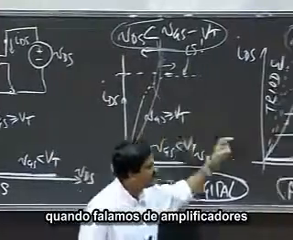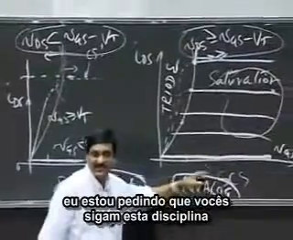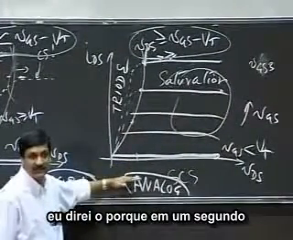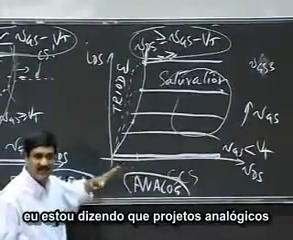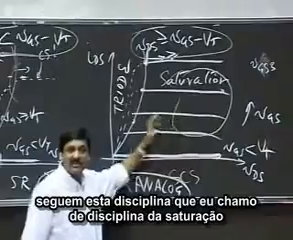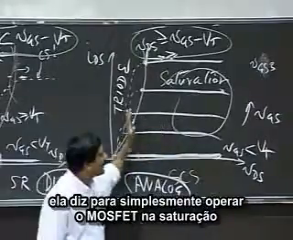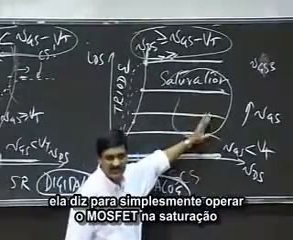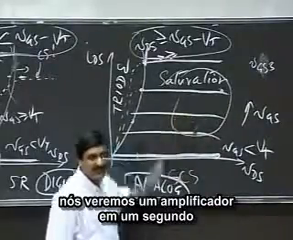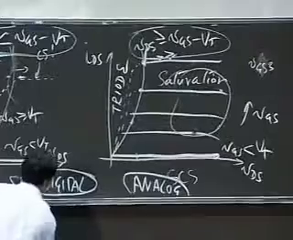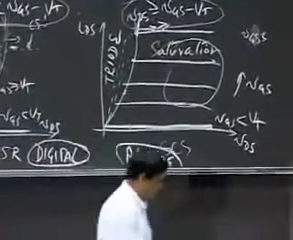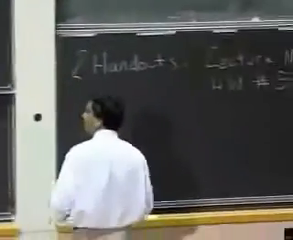And when we talk about amplifiers, I'm asking you to follow this discipline. I'll tell you why in a second. I'm saying in analog designs, follow this discipline that I call the saturation discipline, which says simply operate the MOSFET in saturation as a current source. We'll look at an amplifier in a second, and I'll tell you why.